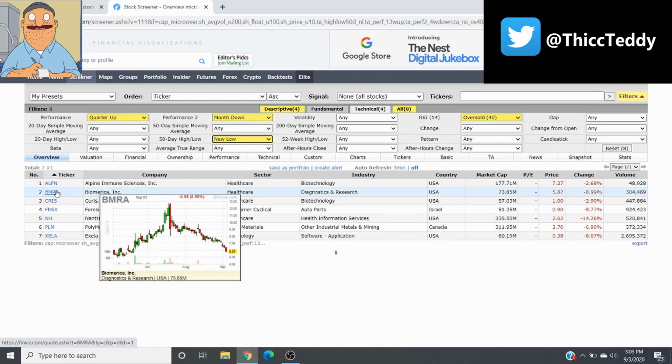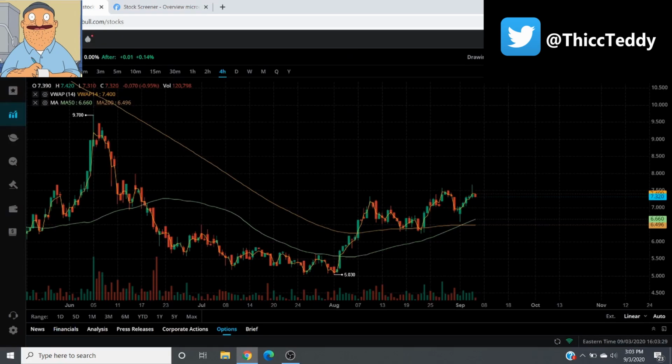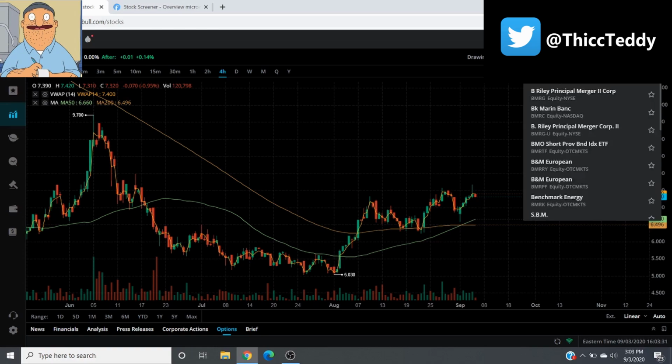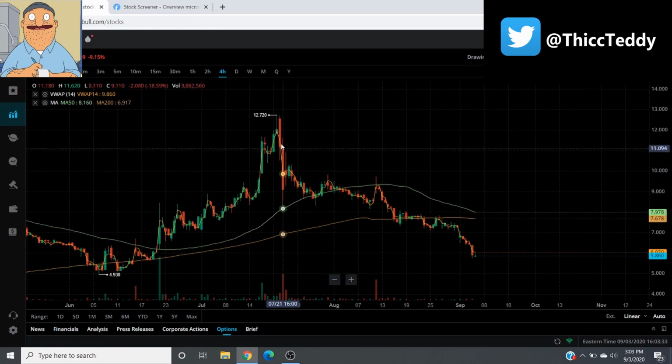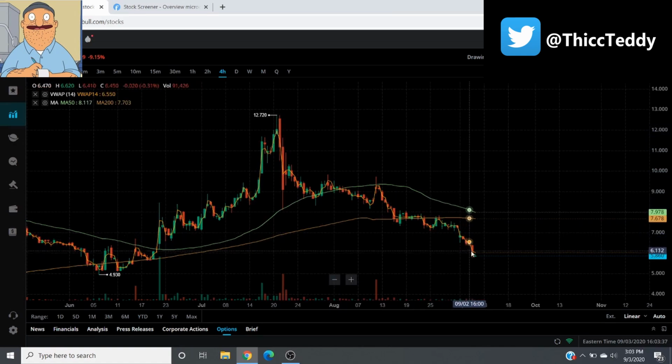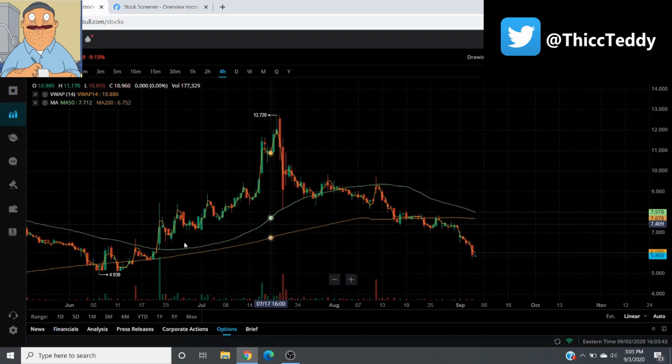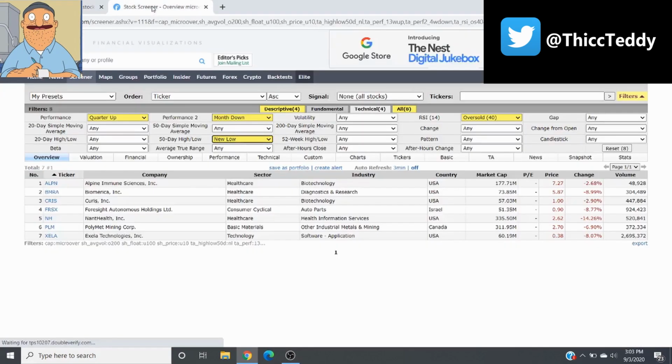BMRA, I played it somewhere in July, I believe, and then they had an offering. And now it's just been on a steady downtrend. We can go check it out on here. So yeah, it was all the way up to $12, and then now it's on a steady downtrend, and we're looking at $5.86 to $6 right now. That's looking like it could be prime for a reversal.